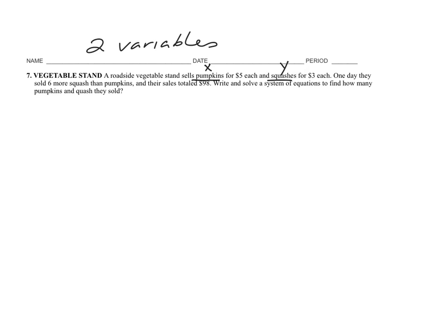One day they sold, well, so then you have $5 each and $3 each. What have I said the word each means in math? What operation? You said it. Multiplication. So basically a pumpkin is $5. If you buy 2, you spent $10, right?